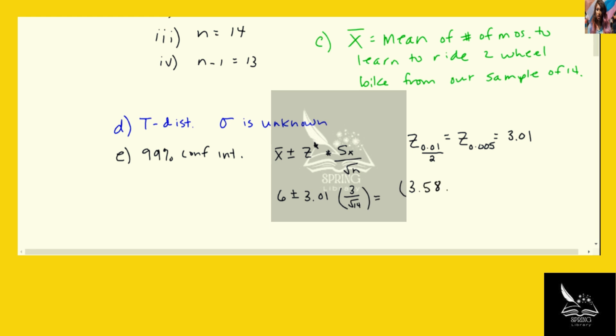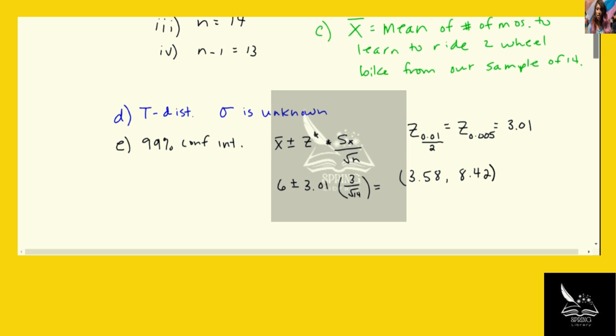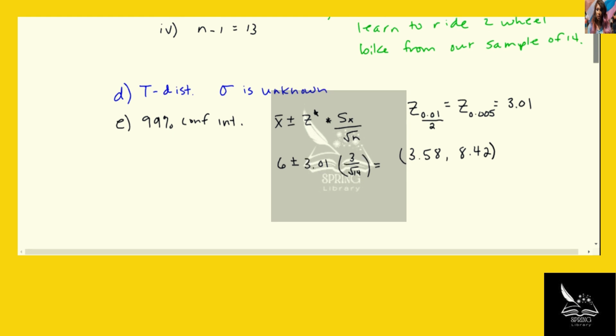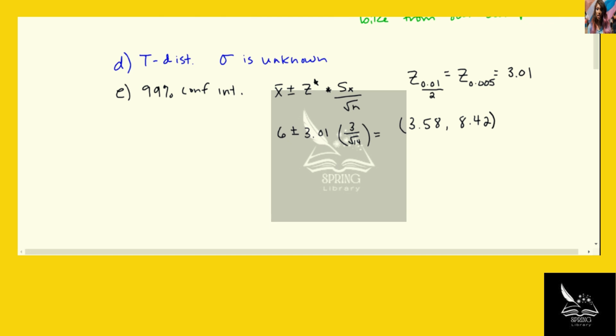That's going to give us our confidence interval, which is 3.58 to 8.42. So we can be 99% confident that the average amount of time it's going to take to learn to ride a two-wheel bike is between 3.58 months and 8.42 months. Okay, so then it asks us to go on to construct the normal model for that. So this is what our sampling distribution for that would look like.